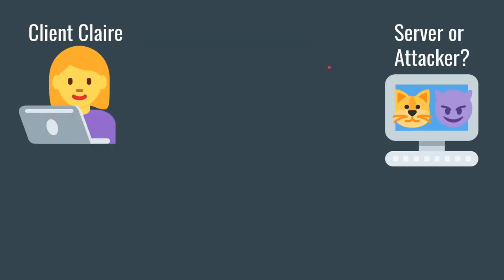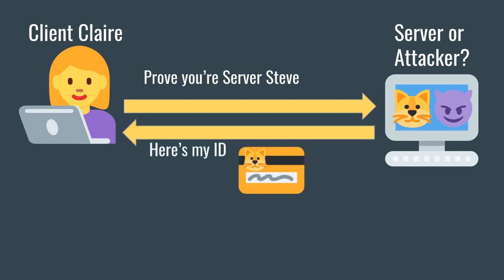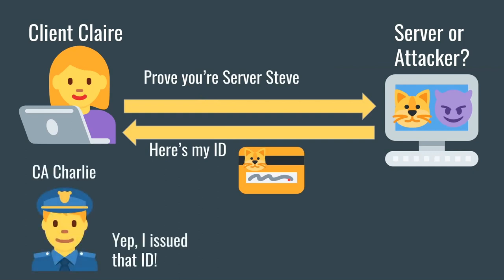The goal at a high level here is we need some way for the client to ask, prove to me that you are server Steve and not some imposter. The server needs some ability to hand back an ID or some form of ID, and in this example, it's got a little signature that says issued by CA Charlie. And the client says, oh, we know who CA Charlie is. We ask them, did you issue this ID card? They say, yes, I issued that ID. And since we trust Charlie, we trust that this is actually the rightful server Steve and not some imposter. We're going to dig in. We're going to try to build a construct that gives us this ID card mechanism.